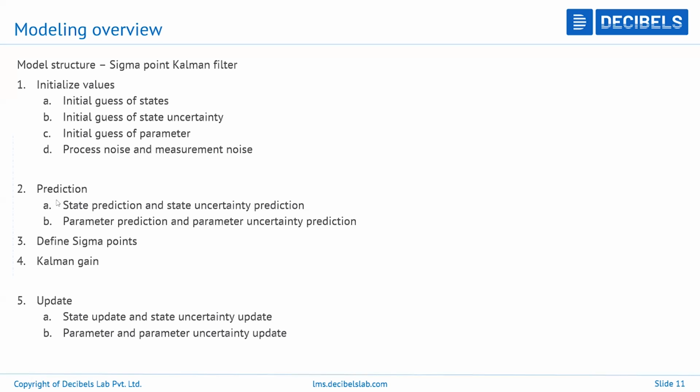Then, as usual, we go for prediction. So both state and parameter will be predicted. Then we go for something called defining the sigma points. Okay, so this is a slight advancement over the existing extended Kalman filter. We will see that when we come to the model, what exactly is meant by sigma point. Then we go for Kalman gain, and then we go for state update, state and parameter update. Yeah. So this is the whole modeling overview, or you can say model and simulation overview.